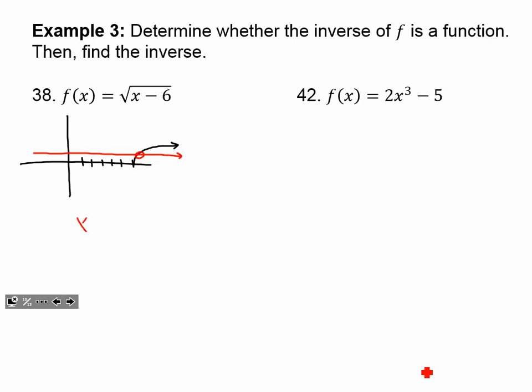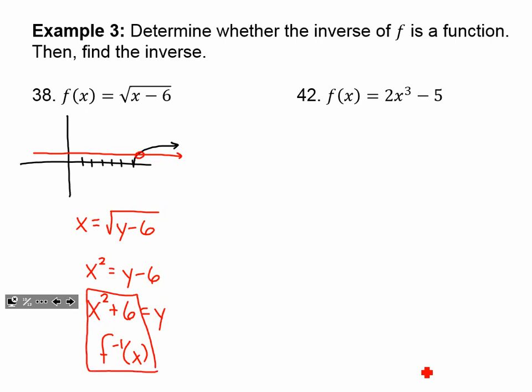To find the inverse, I flip the roles of x and y. And let's solve. I would square both sides, and then add 6 to both sides. That is my inverse function, f inverse of x equals x squared plus 6.